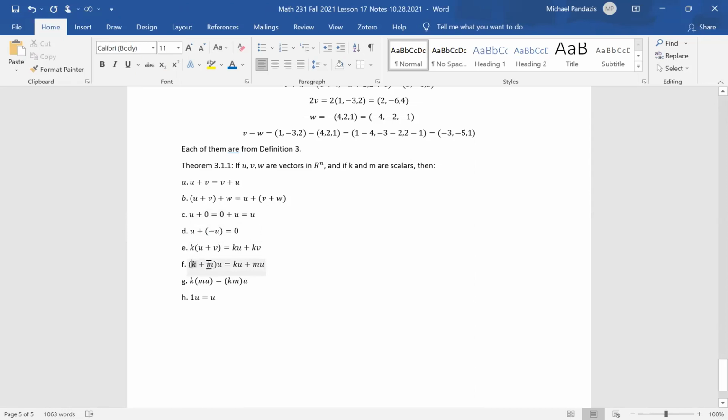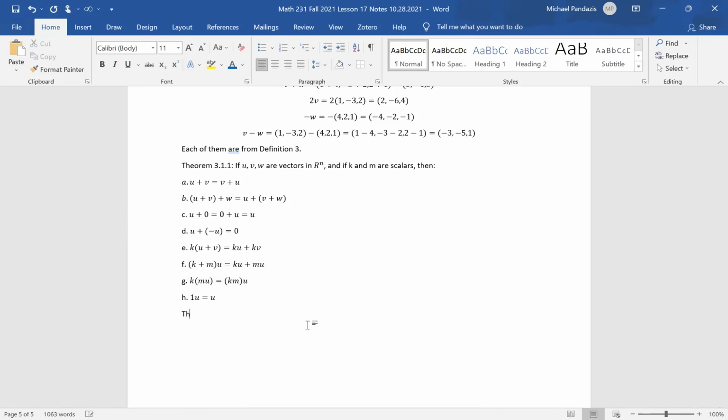If you take two scalars, k and m are scalars. If you take the sum of two scalars and multiply it by a vector u, then it's equal to ku plus mu. Then if you take a scalar k times a scalar multiple of u, mu, so k times mu, instead of multiplying u by scalar m and then by scalar k, you can multiply the two scalars k times m and then multiply u by the scalar multiple km, the product of the two scalar multiples. So you can change this order also, and they're still equal. And then H just says that 1 times the vector u is equal to that same vector u. So 1u equals u. So that's part H.